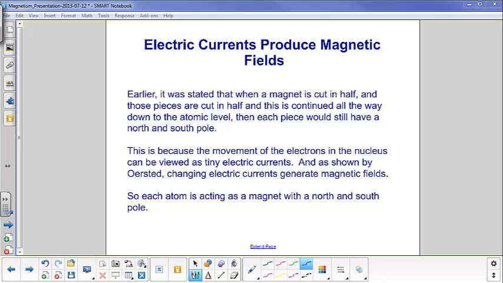Earlier we stated that when a magnet is cut in half, and those pieces are cut in half, and this is continued all the way down to the atomic level, assuming you had a knife that sharp, which of course is more of a thought experiment than anything else, then each piece would still have a north and a south pole. The reason for this is that the movement of the electrons in the nucleus can actually be viewed as tiny electric currents. As you remember, currents are the movement of charge, and electrons are charge, and it's moving. And as shown by Ørsted, changing electric currents generate magnetic fields. So all the way down to the atom, it's acting as a magnet with a north and a south pole.